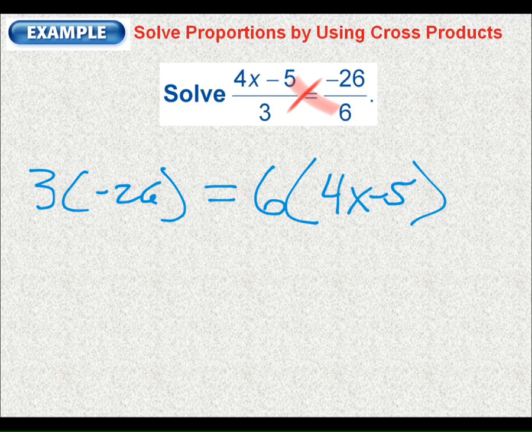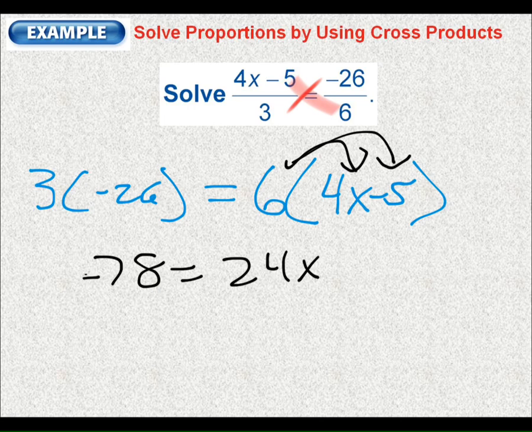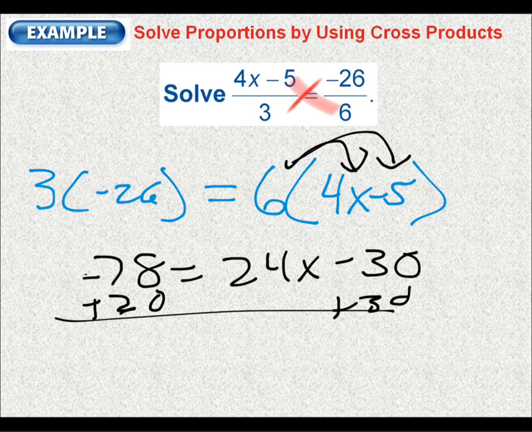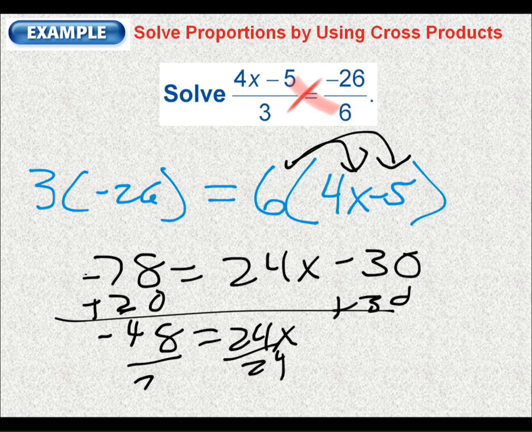3 times negative 26, negative 78, equals, distribute, 24x minus 30. We can add 30 to both sides to get negative 48. Divide both sides by 24. And x is negative 2.